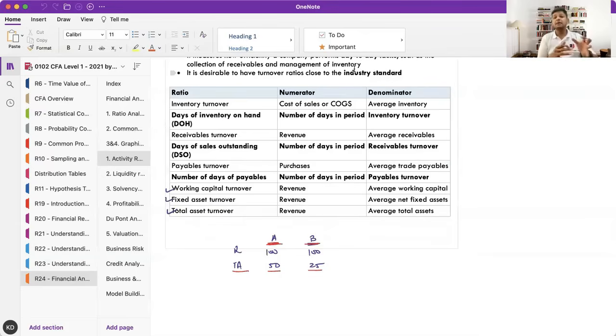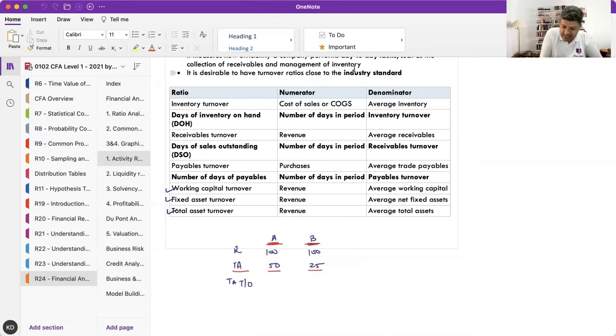On the other hand, company A had 50 total assets and did a revenue of 100. So can I say company B efficiently utilized its total assets? This is the total asset turnover ratio. What is the total asset turnover ratio, guys? It is revenue over total assets.